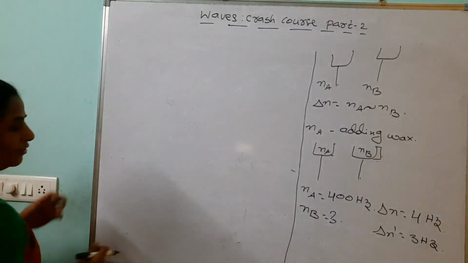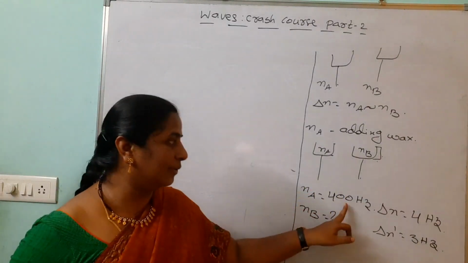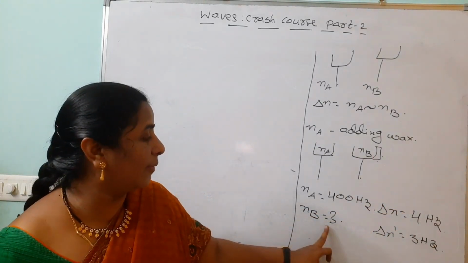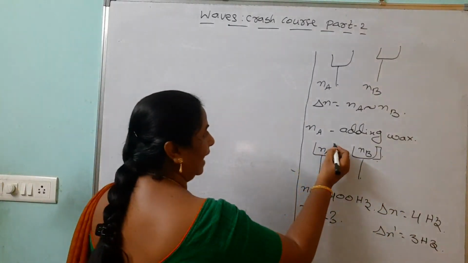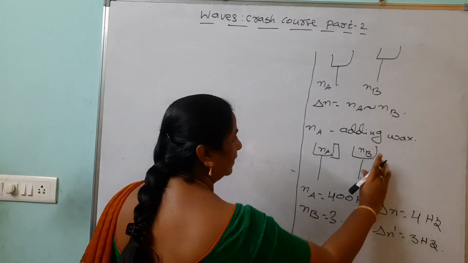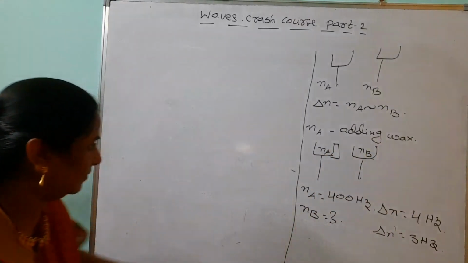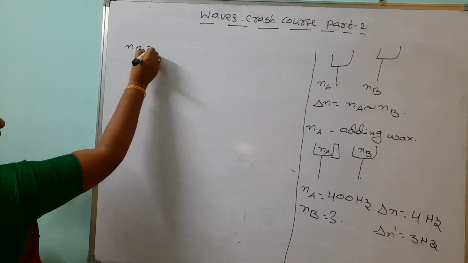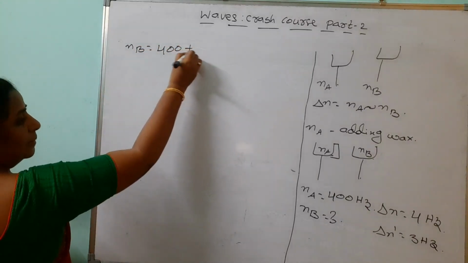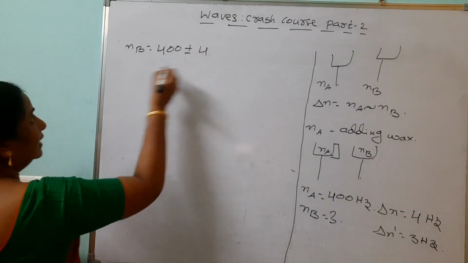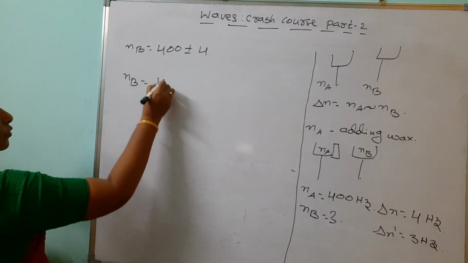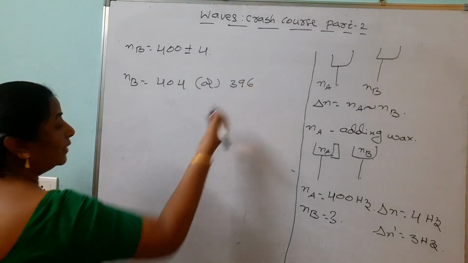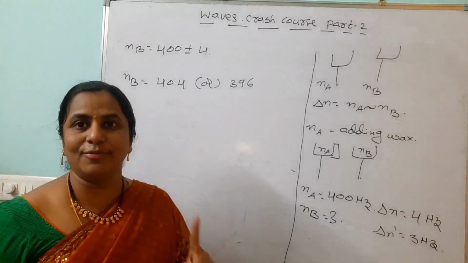Look here. How do we find NB? We know the frequency of NA, but we don't know NB. See, we are adding wax to NA. So NB we can say is 400 plus or minus 4. Means your answer is 404 or 396. We got two answers, but only one answer is right.